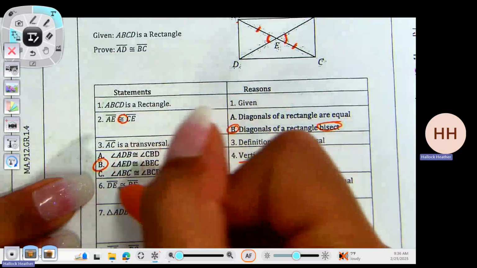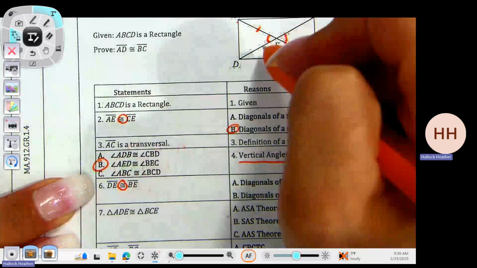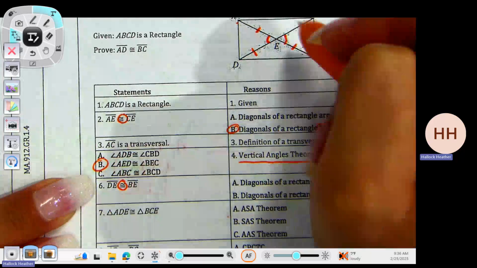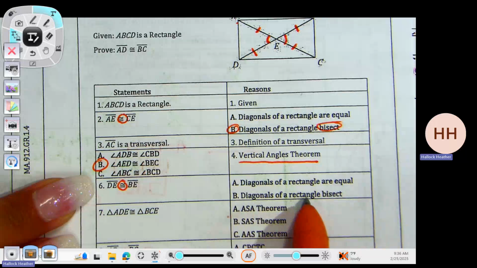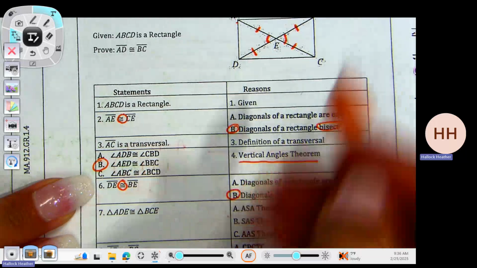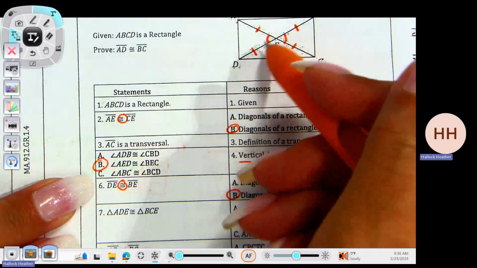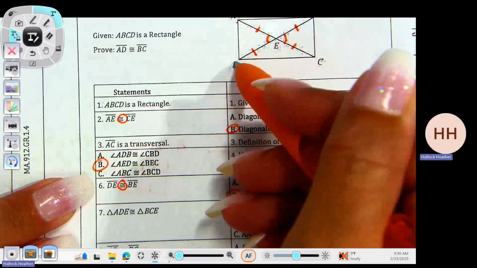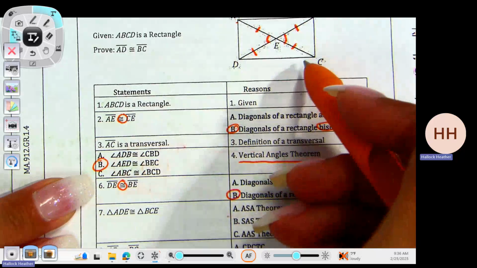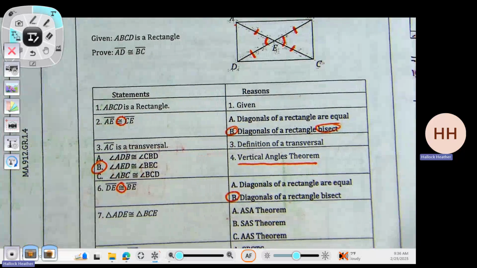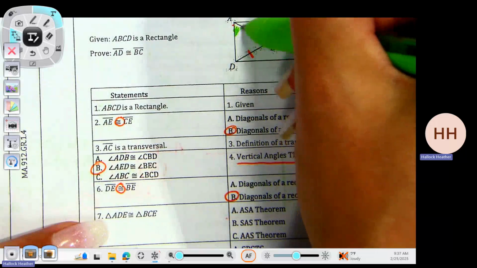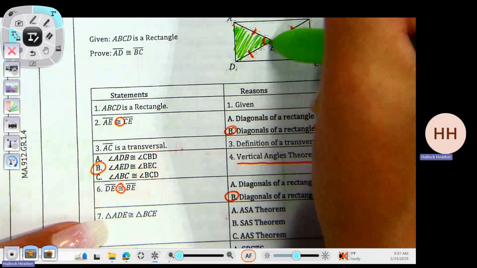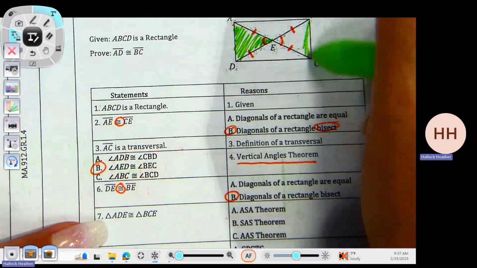DE, so this is a congruency, so I'm marking it on my picture. DE is congruent to BE. Diagonals of a rectangle are equal. Diagonals of a rectangle bisect. Same thing as before, they bisect, so these pieces are congruent to each other. Yes, the diagonals are congruent to each other, but we're not even talking about the other diagonal. So now I have three pieces. I need to check. It says ADE, so this triangle here is congruent to BCE.